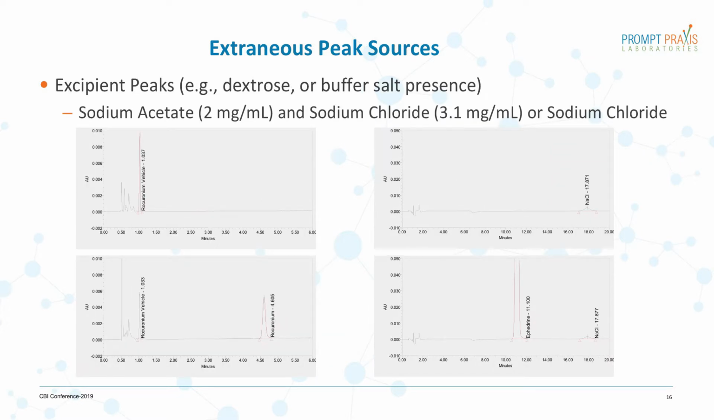Excipient peaks. So we run the excipients, and we do run them for selectivity, so we understand where they elute in the chromatograms. Rocuronium has a sodium acetate, sodium chloride matrix, and so we understand where that peak is. And in fact, ephedrine, which we run on a HILIC system, the sodium chloride interacts, and we actually do see an assignable peak in the chromatogram for that diluent.